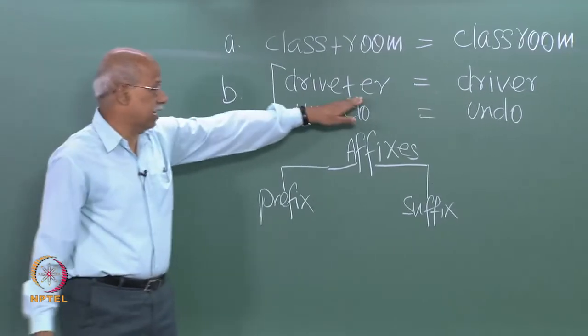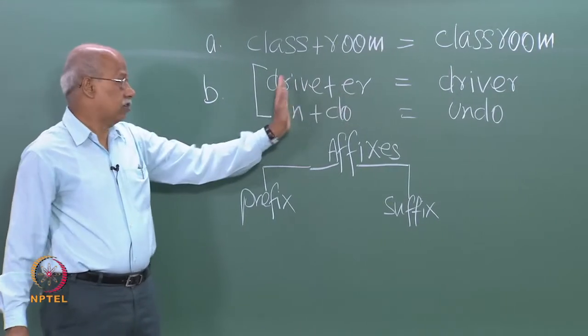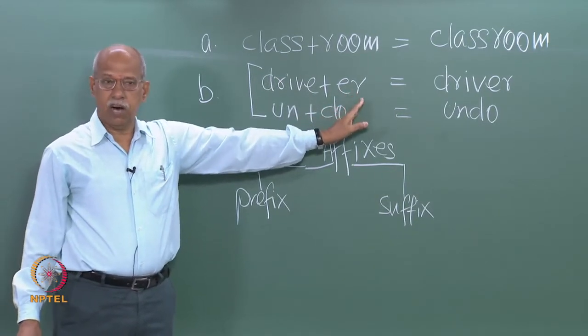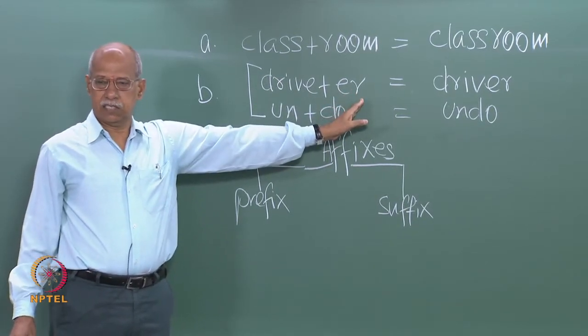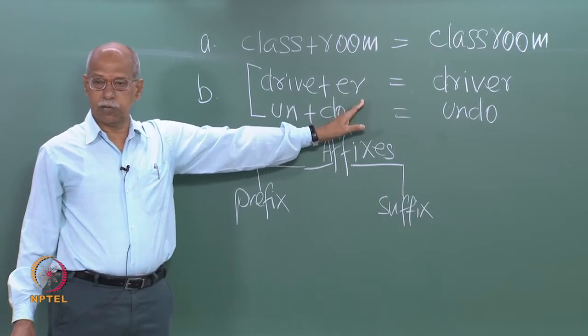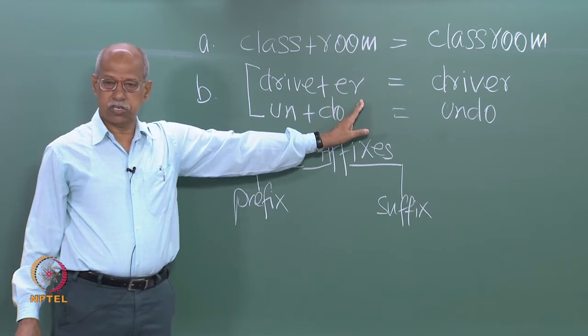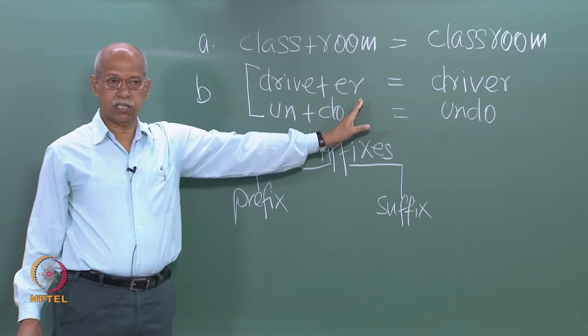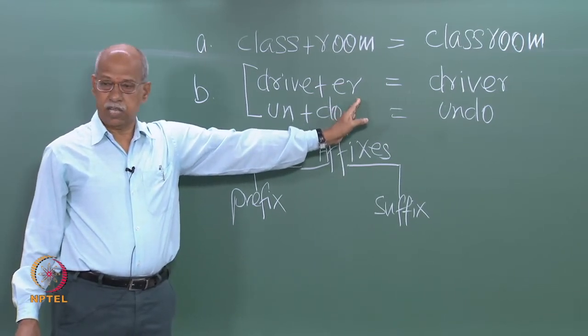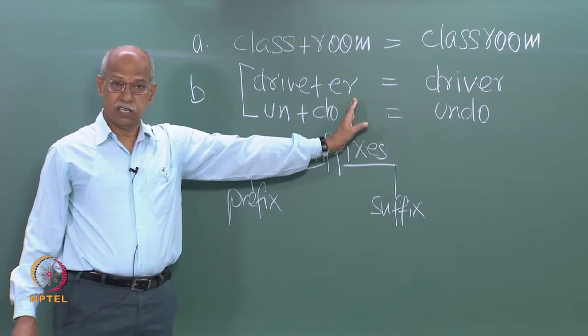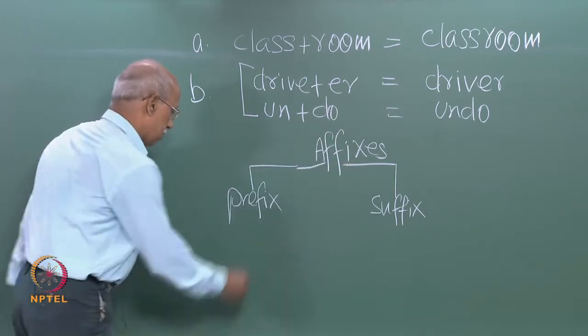Something that comes at the end. Say, in this case, drive plus ER. This ER is a suffix. Can you give me another example of suffix? Teacher. Runner, dangerous, danger plus OUS. So, OUS is a suffix, you know.